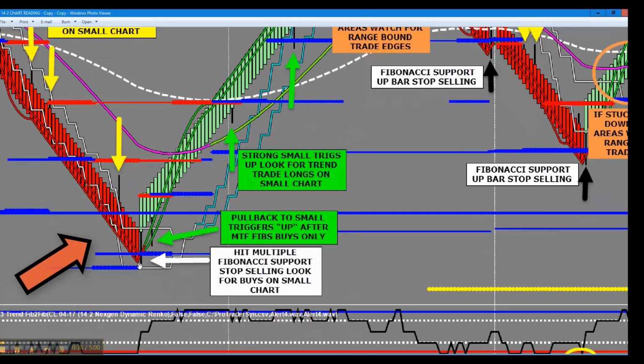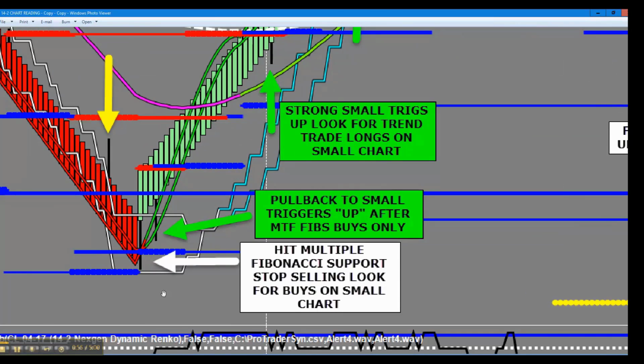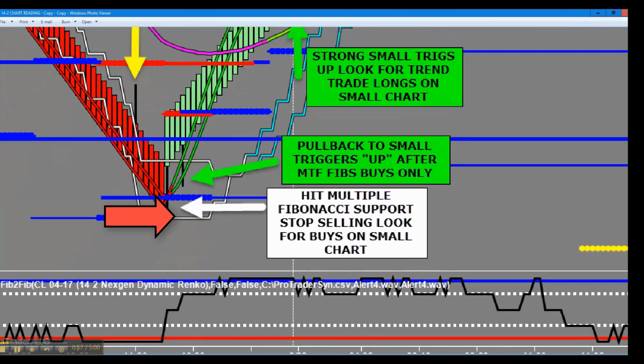Eventually, you're going to hit multiple time frame Fibonacci support. Two things are going to happen. Number one, if you're in a strong trend down, you have to wait until your triggers roll up, because maybe you break it. If you hit multiple Fibonacci support and the triggers don't break below it and your trigger lines roll up, we can start doing trades going the other way. So we're going to buy dips in the market with our triggers going up, and we're going to look for trend trade rules to be true on the small chart.